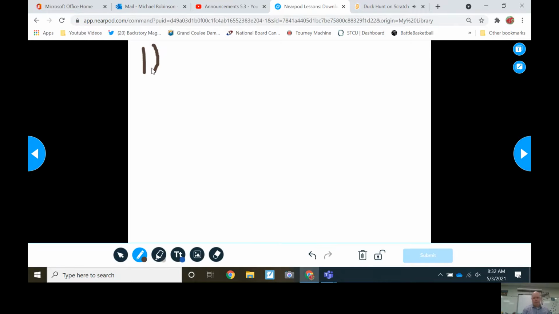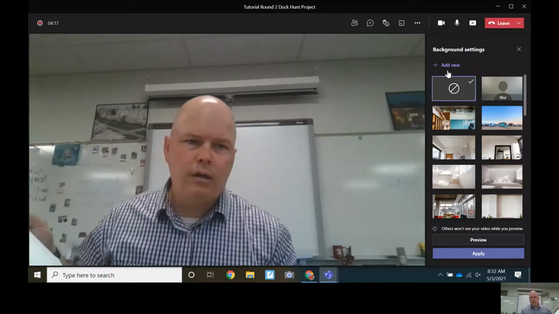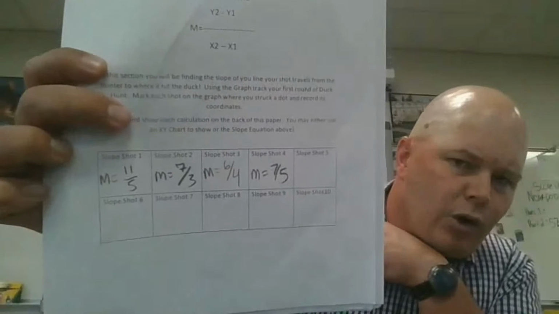Okay, so I need to flip all the way back to my round 1 data. So for shot 1 of my round 1 data right here, it says my slope that I originally got there was 11/5. So that's the slope I'm going to use for round 2. I'm going to write in my slope, which matches my packet work, 11/5. And my shot was at 5 over, 6 up. Now that I have that, I'm going to use these as my inputs. This would be my x1, this would be my y1, and we're going to put it in my equation.